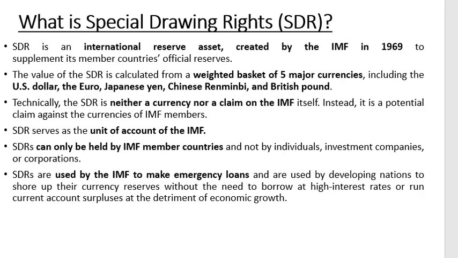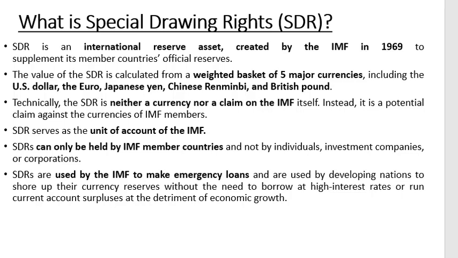Next economic term is special drawing rights. Special drawing rights is an international reserve asset created by the International Monetary Fund in 1969 to supplement its member countries' official reserves. The value of special drawing rights is calculated from a weighted basket of 5 major currencies. They are the US dollar, the euro, Japanese yen, Chinese renminbi and the British pound. Technically, the special drawing rights is neither a currency nor a claim on the IMF itself. Instead, it is a potential claim against the currencies of IMF members.